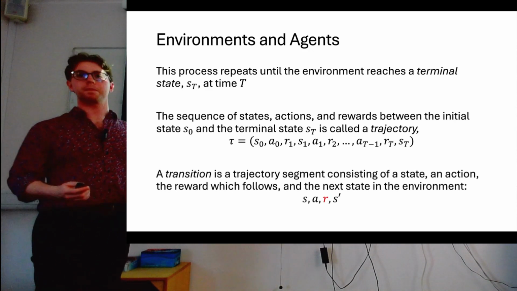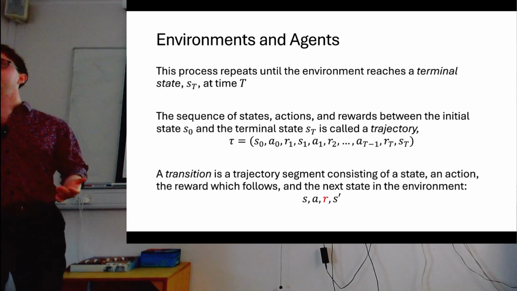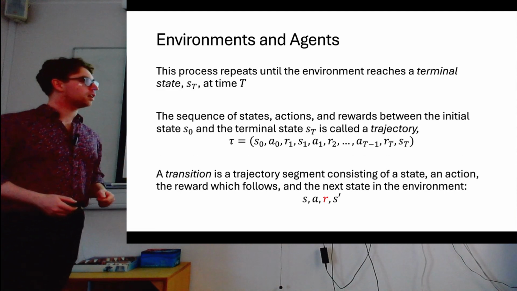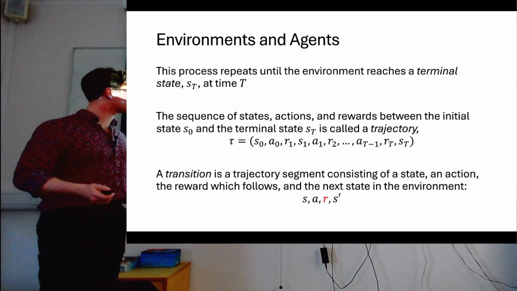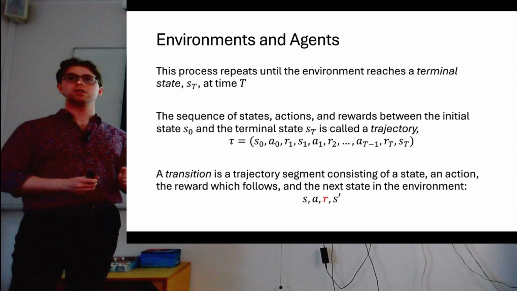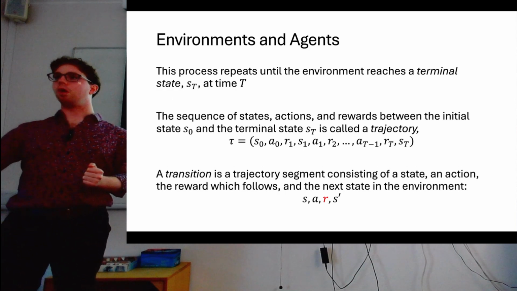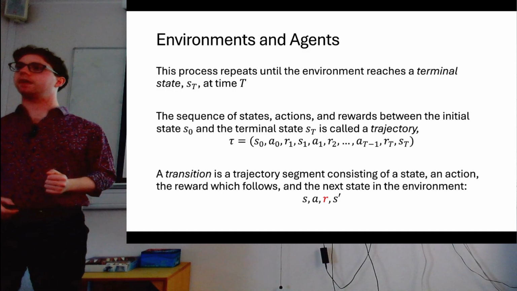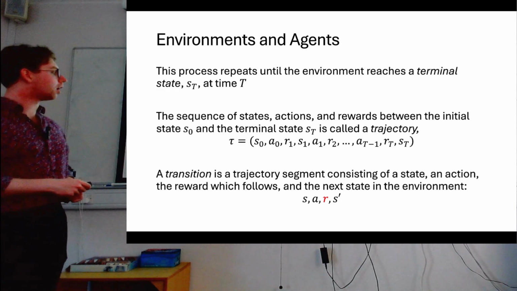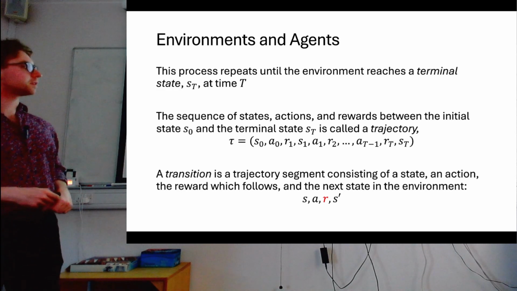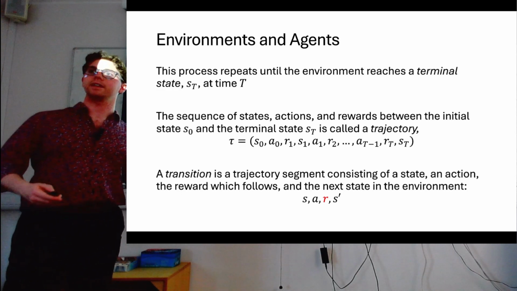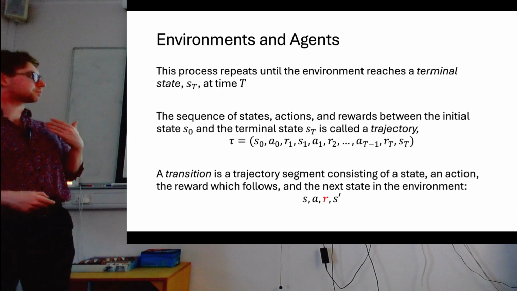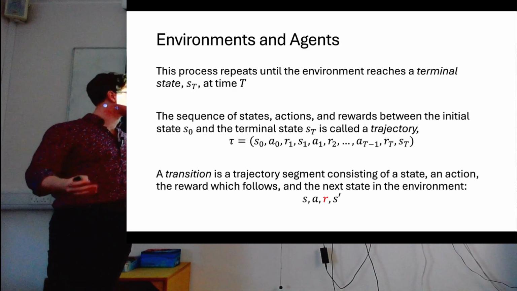For many of the algorithms we're going to be considering, we care about small segments of this trajectory. And the segments we care about are called transitions. And for us, a transition is just going to mean a state, what action was taken in that state, what reward did I get from that action, and then what was the state that I ended up in after that. So S, A, R, S prime. S prime denotes the next state. And I'm going to be using this notation a lot, right? So a transition is precisely this collection of four things.